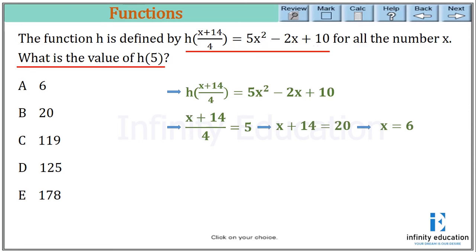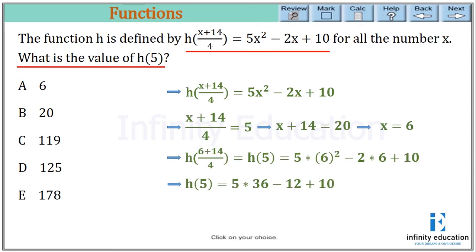I'm telling you again and again, the question is not asking for the value of h when x equals 5. They are asking for h of 5. That means it will give you h of 5 only if you put x equals 6. So h of 5 is 5 into 6 squared minus 2 into 6 plus 10. That is 5 into 36 minus 12 plus 10. By simplification, we get the value 178. So E is the answer to the question.